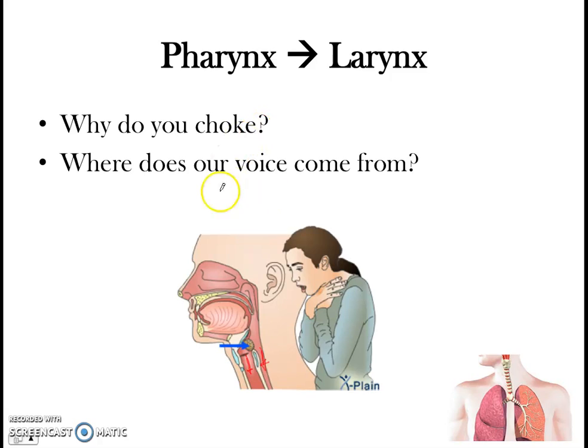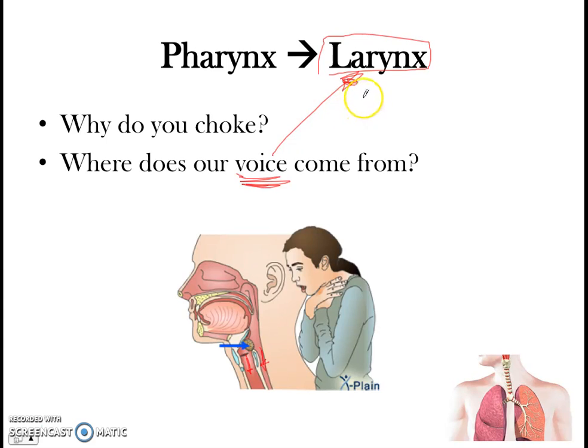The second question on this slide is, where does our voice come from? The voice has very much to do with the larynx. If you search on the internet, the larynx is the structure in your body where your vocal cords are found. So that's part of your gas exchange system as well. Air passes through the larynx to help you project your voice.